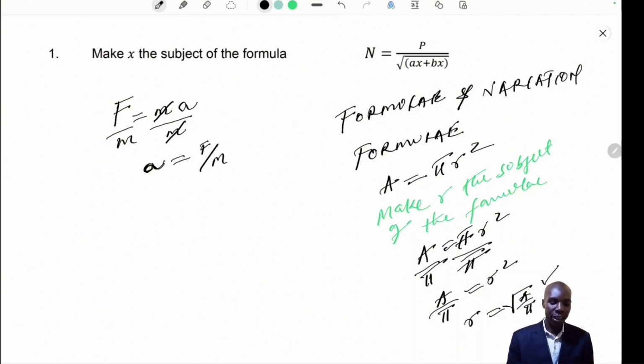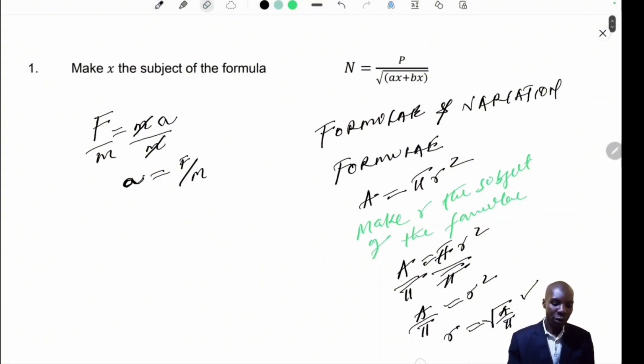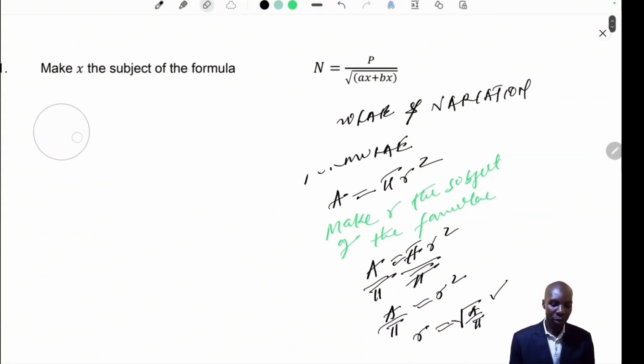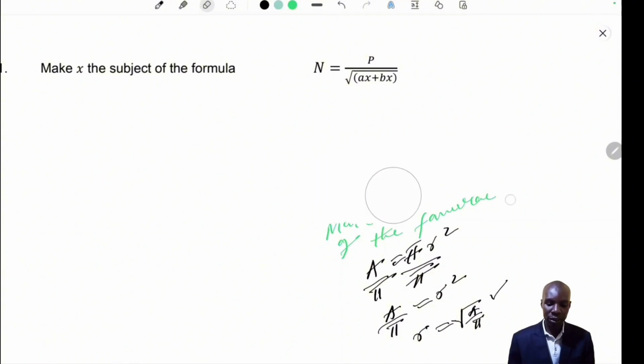So this kind of question is the one that we are going to look at, and we are going to cover so many questions that are touching on formula and variation. Yours is just to pay attention and practice as we go along. So we can embark on the first question.